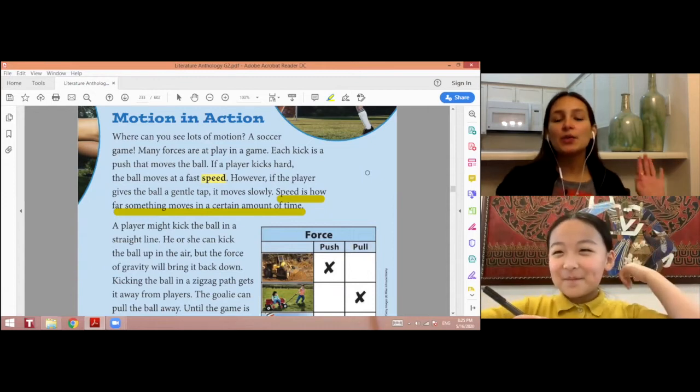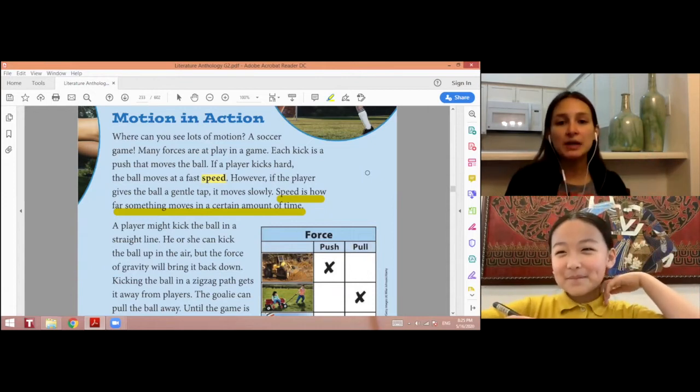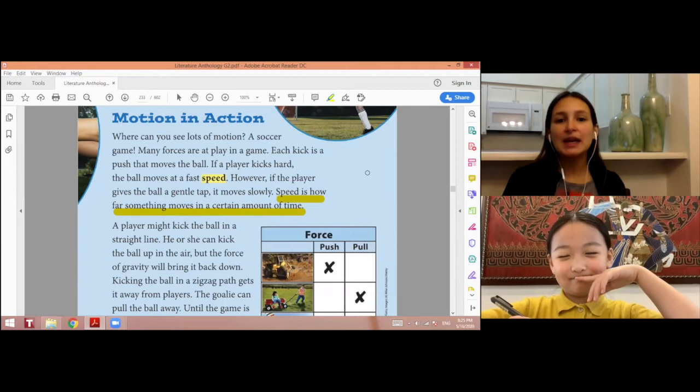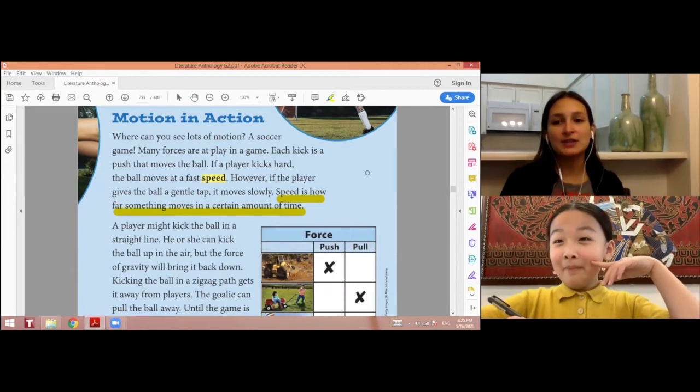Okay, so the word is speed, and this is your definition. How far something moves in a certain amount of time.